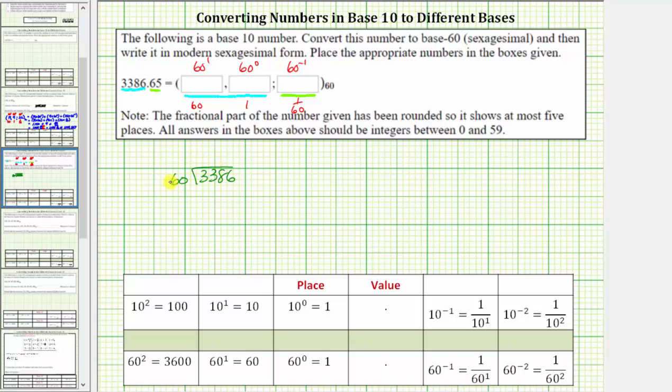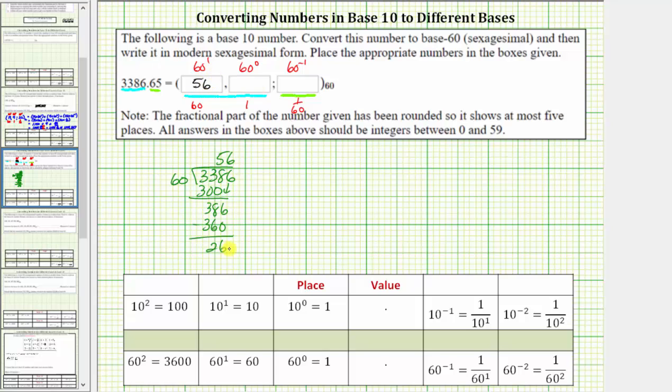We first determine how many 60's in 338, which is 5. 5 times 60 is 300. We subtract. The difference is 38. Bring down the last digit of 6. Determine how many 60's in 386, which is 6. 6 times 60 is 360. We subtract. The difference is 26. The quotient of 56 is the whole number in the 60's place value.